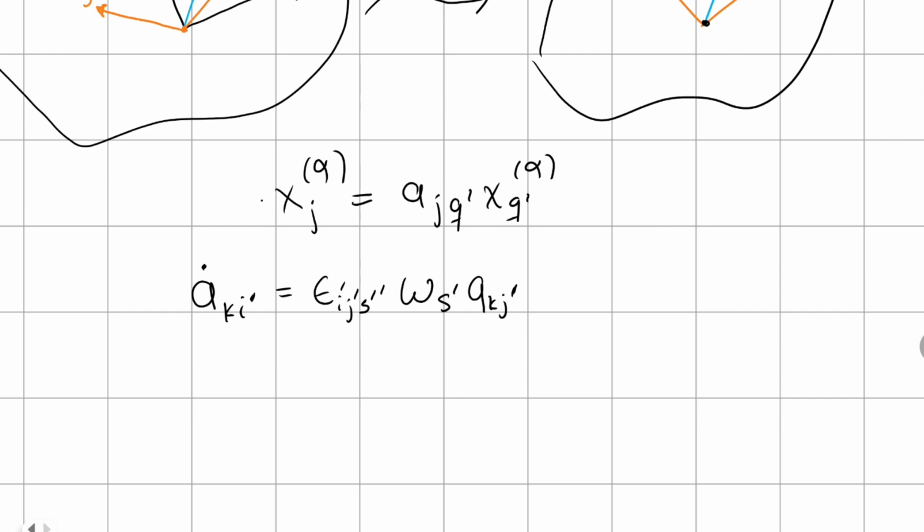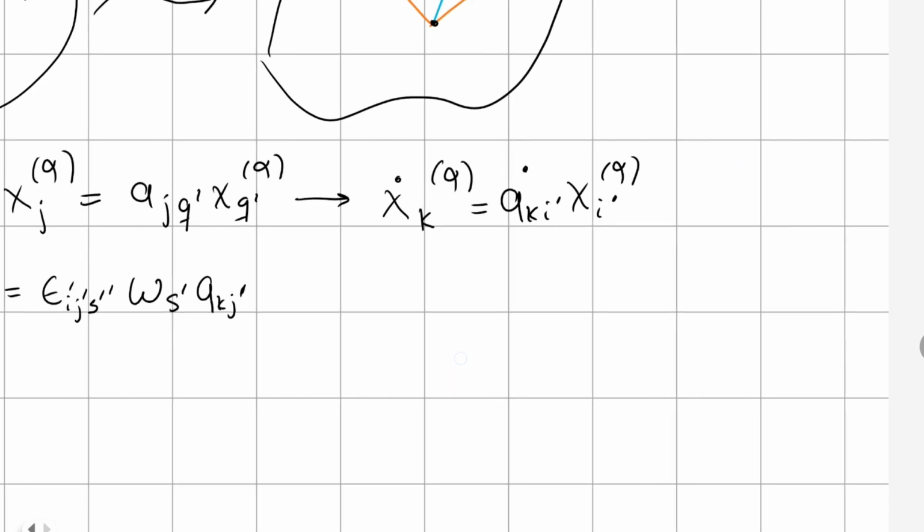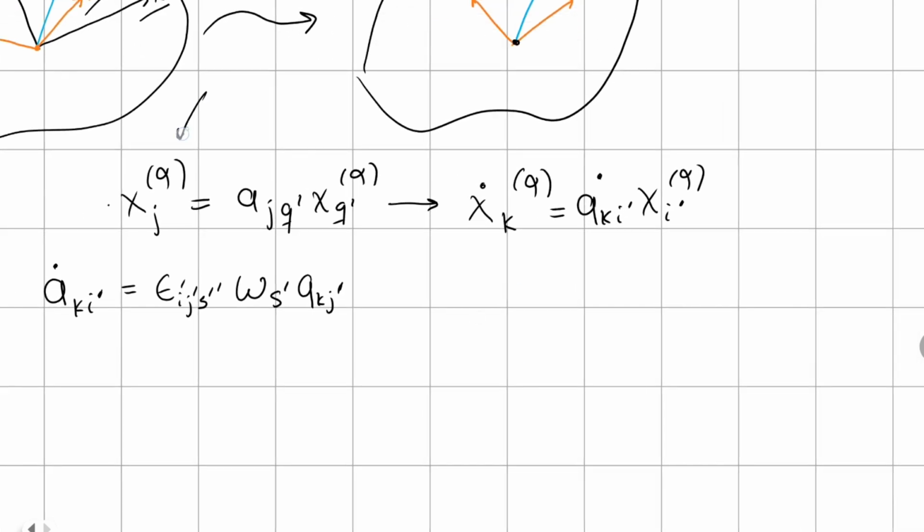Another relation that we found, which follows immediately from this equation, is that x dot k alpha is equal to a dot ki prime times x_i prime alpha. Notice that taking the derivative of this is equivalent to just taking the derivative of this component, because again, this component in the prime basis doesn't change in time. It's like a constant, so the derivative with respect to time is just the derivative of this times this.